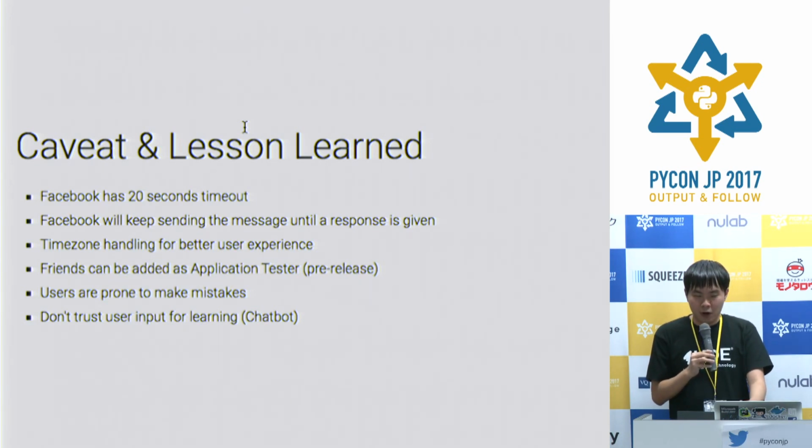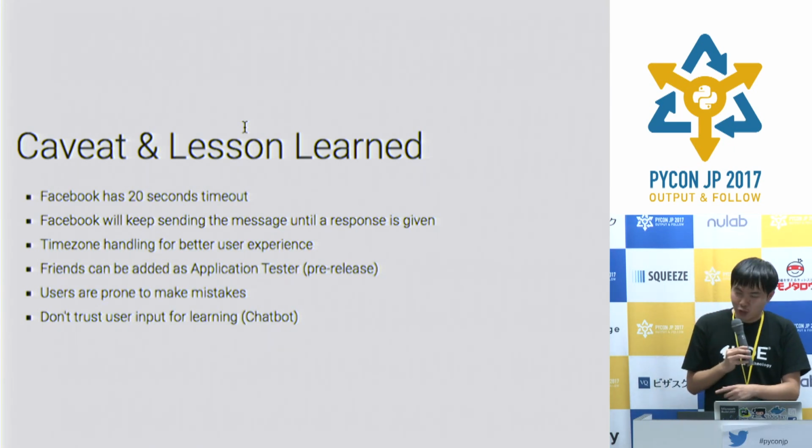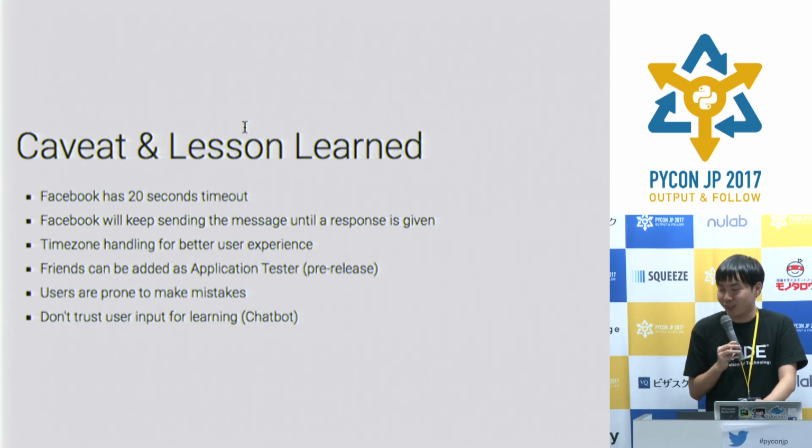In Facebook Messenger bot, you can add your friends as application testers. So before releasing your bot, you could invite your friends to try your bot. And the last point is actually very important. Users are prone to make mistakes, and don't ever trust your user input for learning, especially for a chatbot.